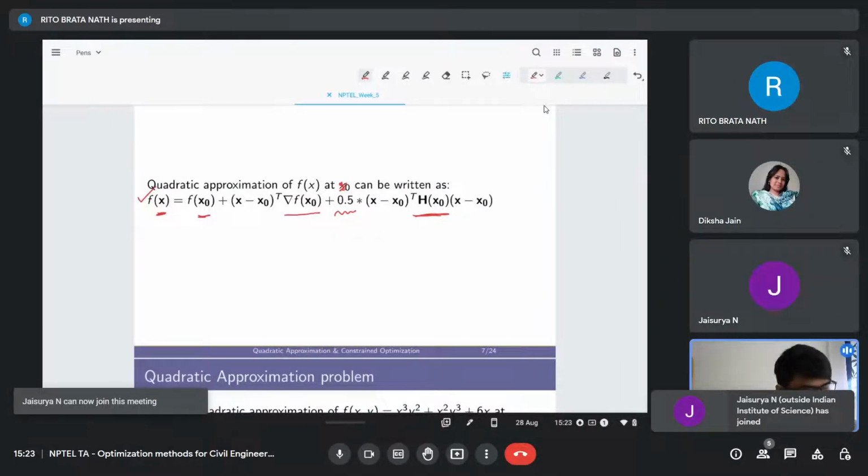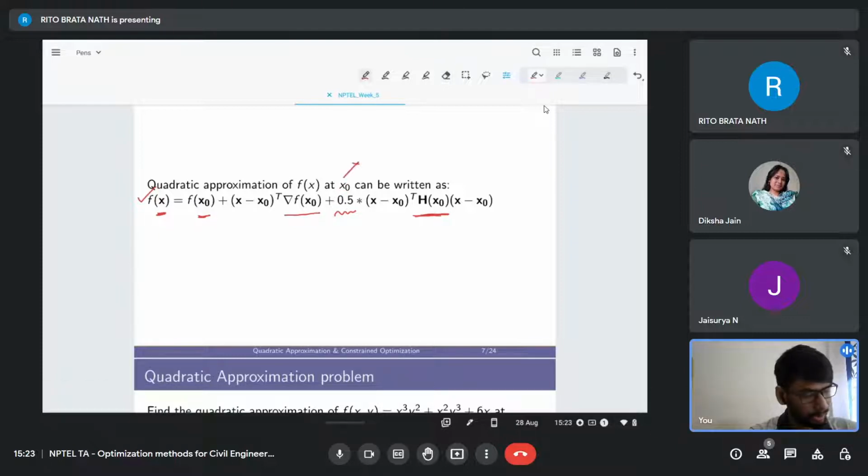Okay, so I think this x naught I have not written in bold face, but it should be a vector as well. So this should be bold. I'll correct it and post it.